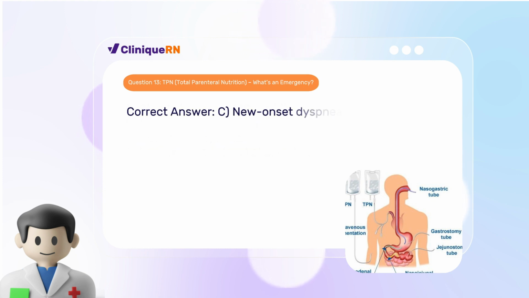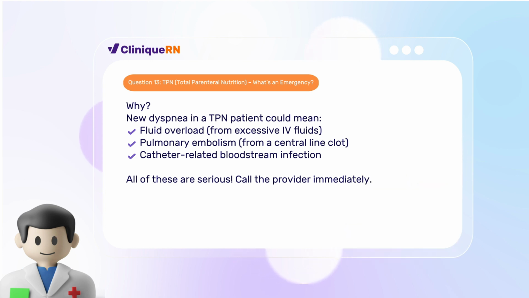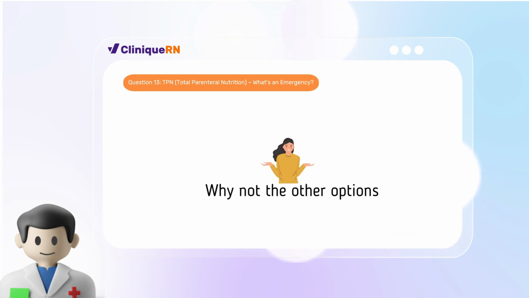Correct answer: C. New onset dyspnea. Why? New dyspnea in a TPN patient could mean fluid overload from excessive IV fluids, pulmonary embolism from a central line clot, catheter-related bloodstream infection. All of these are serious. Call the provider immediately. Why not the other choices? A.